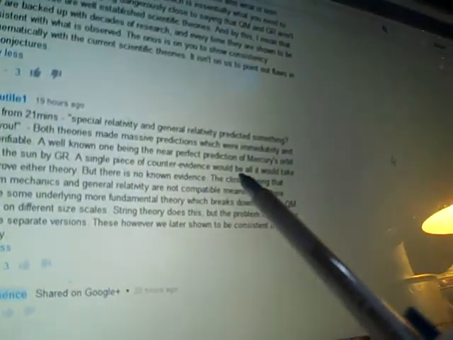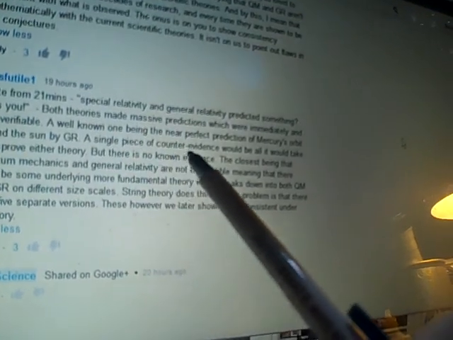Okay, a single piece of counter evidence would be all it would take to disprove either theory. Yeah, well, counter evidence, like saying what? That he's wrong to account for gravity moving at the speed of light, or that he was wrong to build into it an acknowledgement of surface irregularities or something in gravity. No, I don't think either one of those two things are wrong. I'm not disputing those two things.